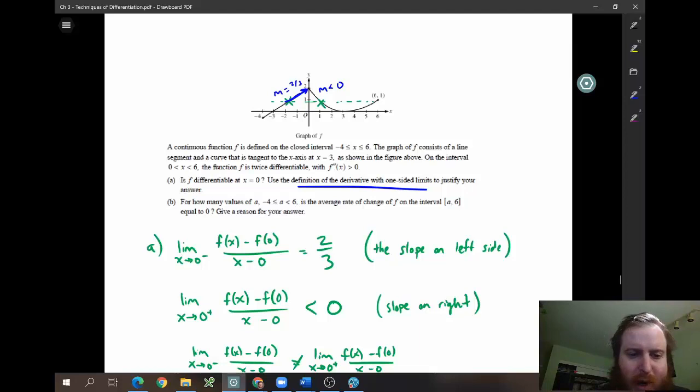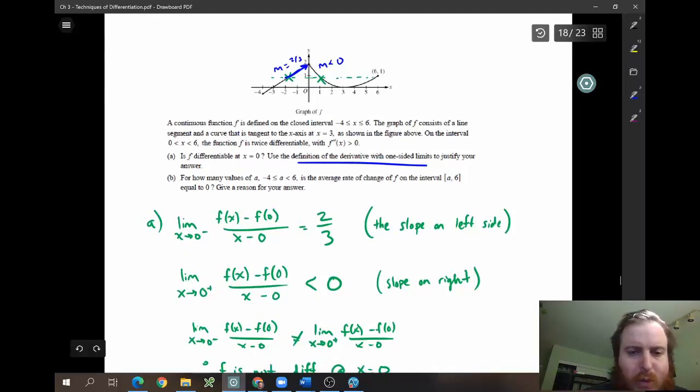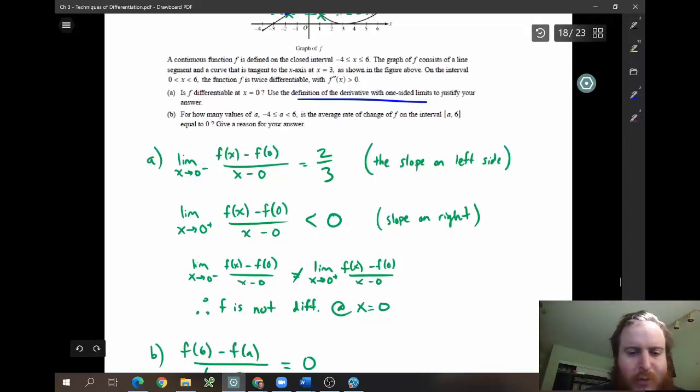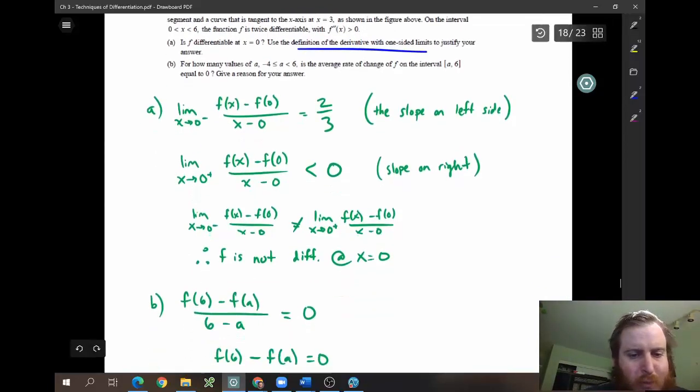So now, writing it out formally, because it's a free response and they asked us to use that definition of the derivative, would be the limit as x approaches 0 on the left of f of x minus f of 0 over x minus 0 is 2/3. That's the slope on the left side. The limit as x approaches 0 on the right side, we don't know what it is, but it's less than 0. If you had put negative 1, you probably would have been fine, honestly. So those are not equal to each other, so f is not differentiable.